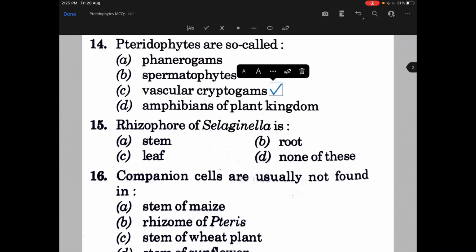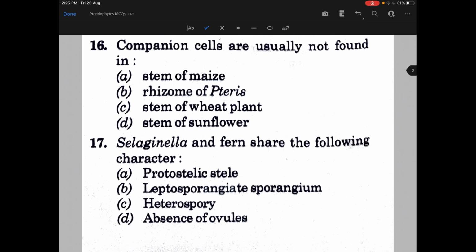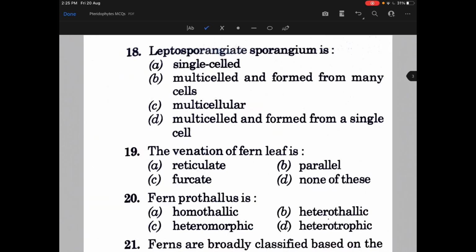They are the first vascular cryptogams. Rhizophore of Selaginella is dash. The answer is option A, that is stem. Next, companion cells are usually not found in dash, and the answer is B, that is rhizome of Pteris. Then, Selaginella and fern share the following characteristic feature, and the answer is D, that is absence of ovules.